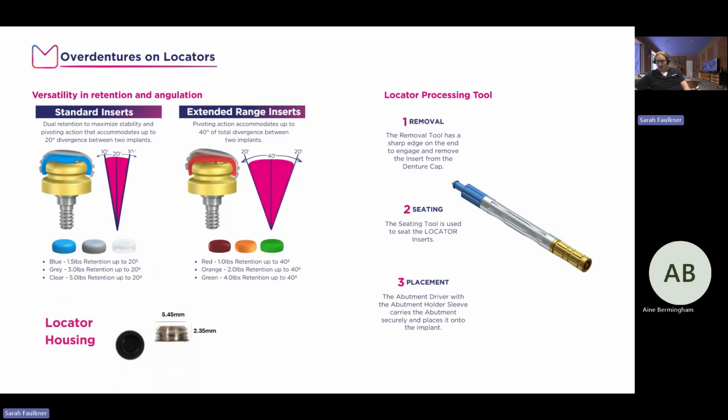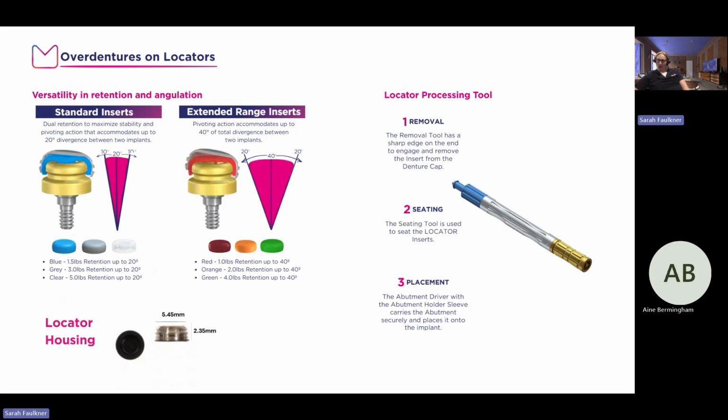This is where we're looking at the Locator housing within that denture being 5.45 wide. So if you're fitting them chairside, that's the diameter of the Locator housing. We're looking at a height of 2.35 as well, so that's the minimum that it needs.